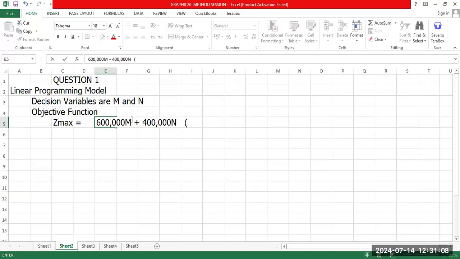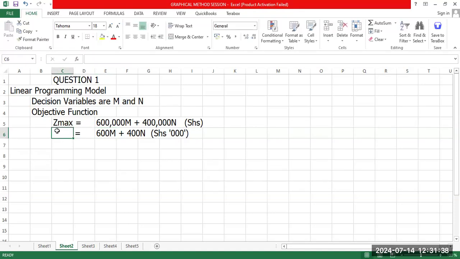And your amounts are in shillings. Or you can reduce them, because sometimes you may find that people decide to keep 3 zeros. So this is our profit function.